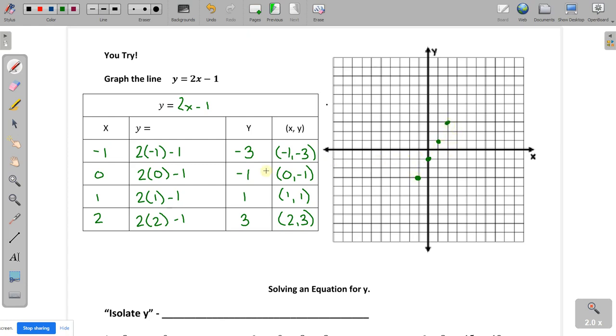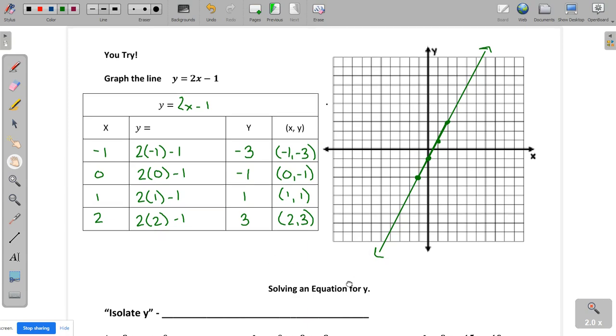Now we have our points graphed. We need to draw our line. Make sure you're using a ruler or a straight edge. Connect the points. Continue the lines to the edge of the graph. And don't forget your arrows.